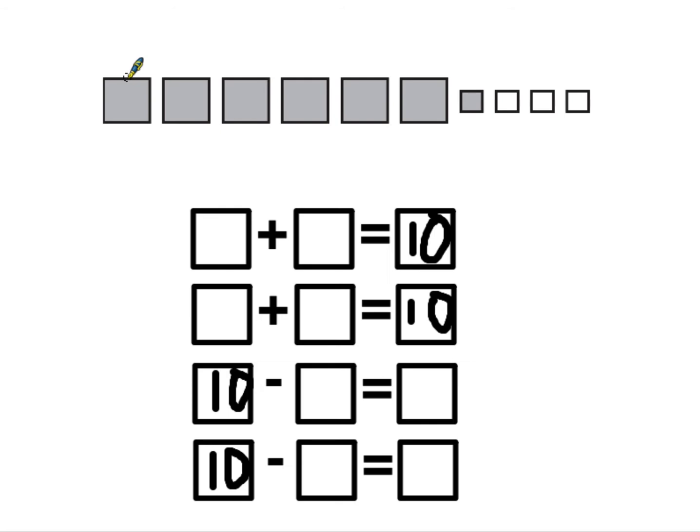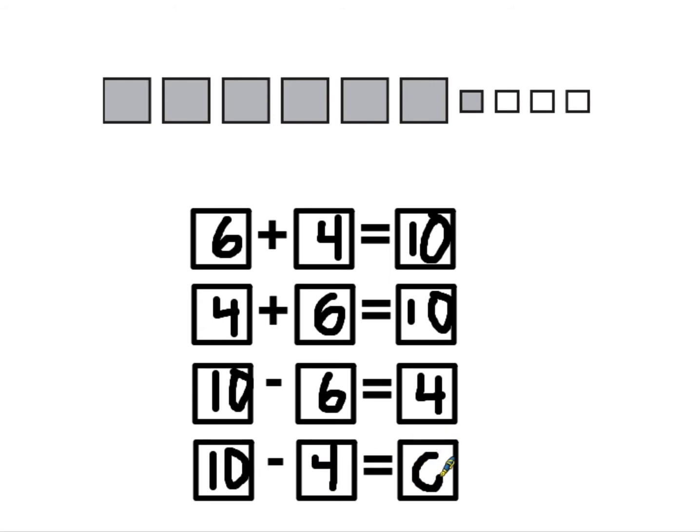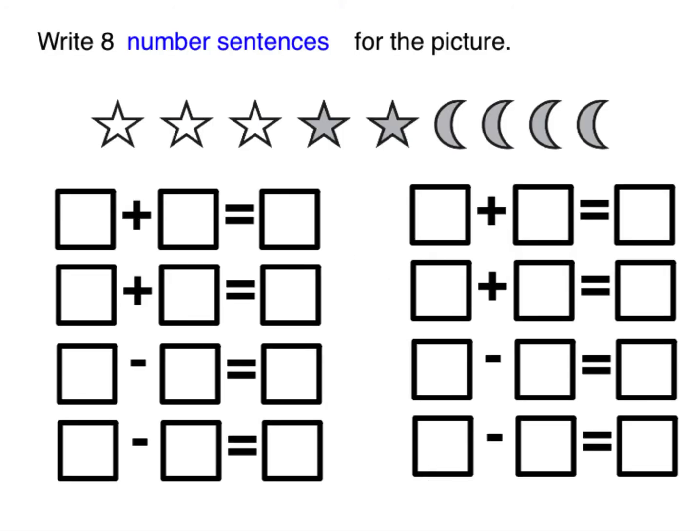How many big squares? 6 big squares and 4 little squares. So 6 and 4, or 4 and 6. We can take away the big squares. 10 take away 6 equals 4. Or the other one, 10 take away 4 equals 6. But the tricky thing is you can actually do 8 number sentences. You can do stars and moons, or you can do white and gray.